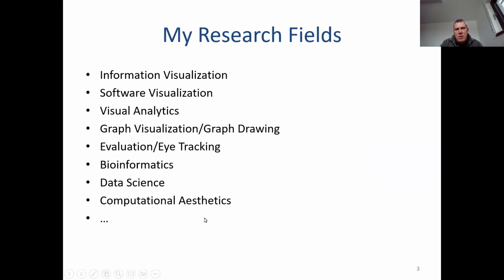And this brings me to my research fields. I'm working in these fields for about 20 years now. I started with information visualization, also software visualization, visual analytics, but I'm also working in graph visualization. All of those fields bring into play visual representations of any kind of data, be it graph data, network data, software data, or whatever.